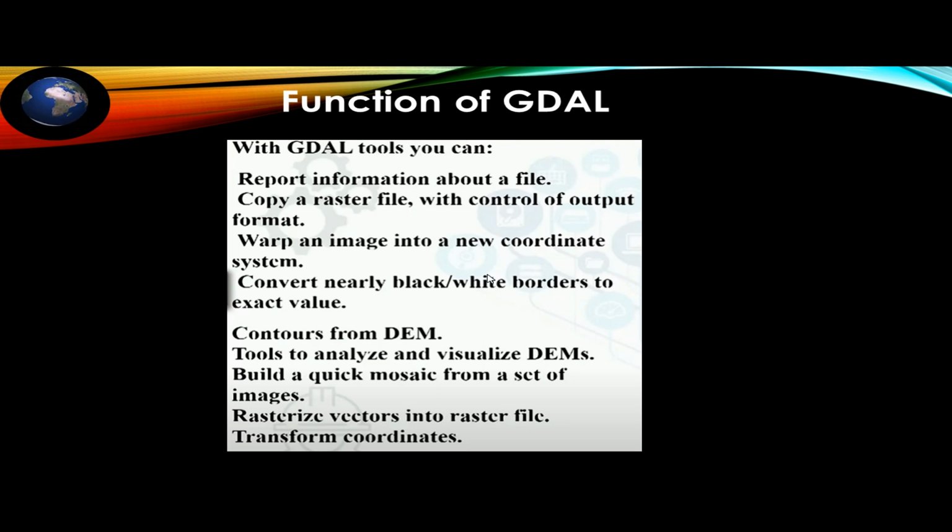So GDAL is one of the tools which is widely used for raster analysis. With the GDAL tool, you can report information about the file like metadata, copy the raster file, and control the output formats. So GDAL is a very efficient tool to work with your raster dataset. Warp the image. Warping means providing the projection, a new coordinate system. Convert the nearly black and white borders to exact values. So we can check the values also.